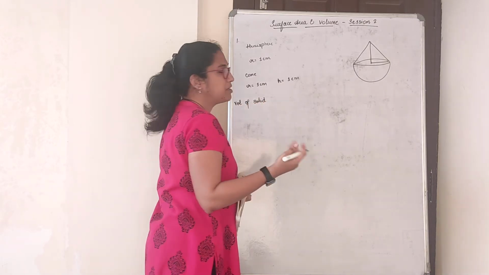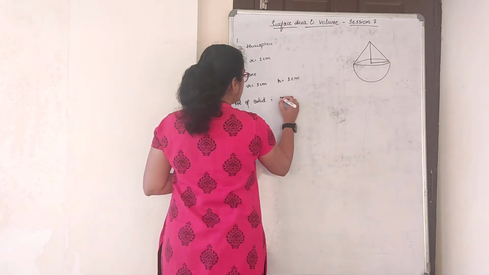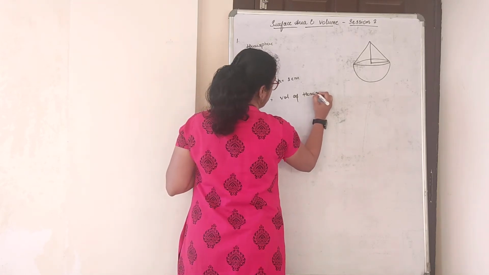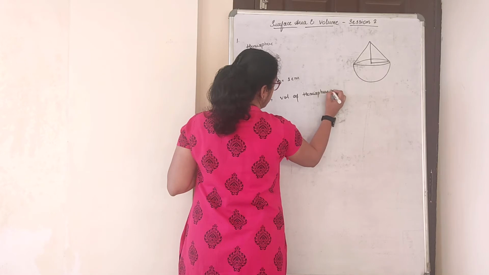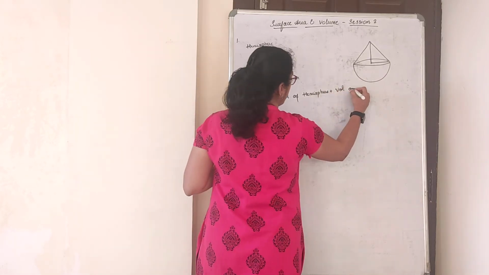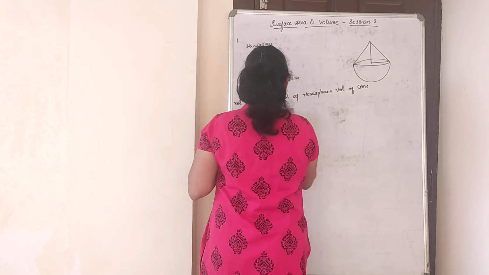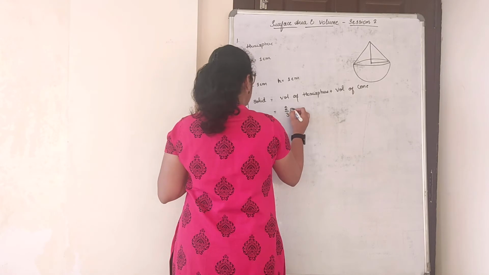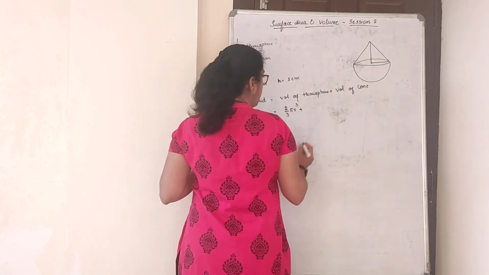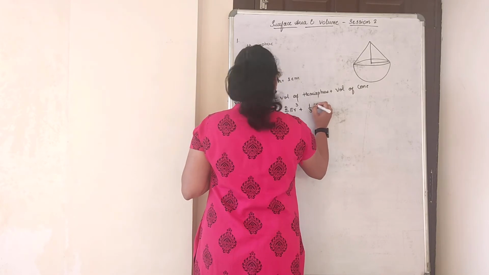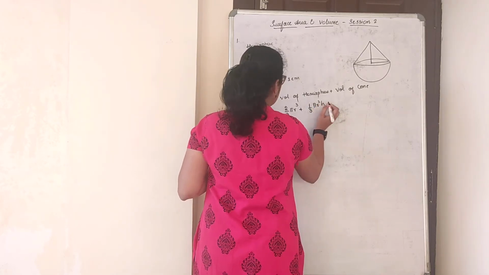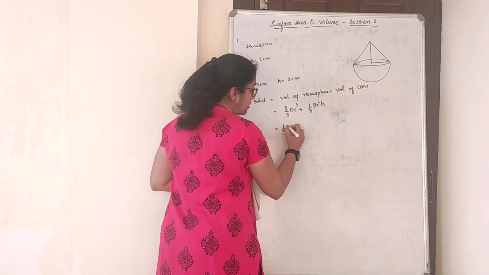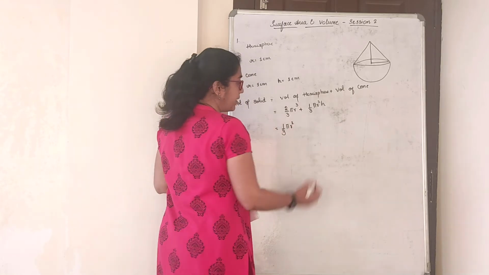Volume sums are quite simple because we are just going to add up the volumes. Volume of the solid is equal to volume of hemisphere plus volume of cone. Write the correct formulas for hemisphere and cone. Volume of hemisphere is 2 by 3 pi r cube plus volume of cone formula is 1 by 3 pi r square h. See what best you can take common. You can take 1 by 3 common, pi common, r square common.